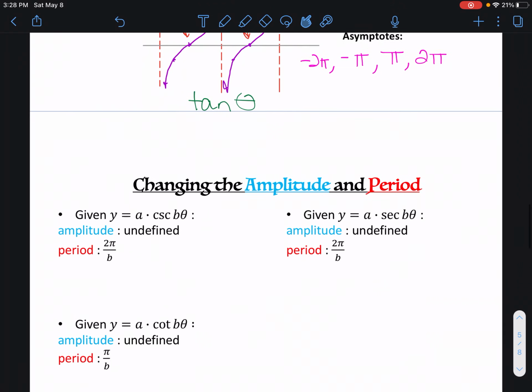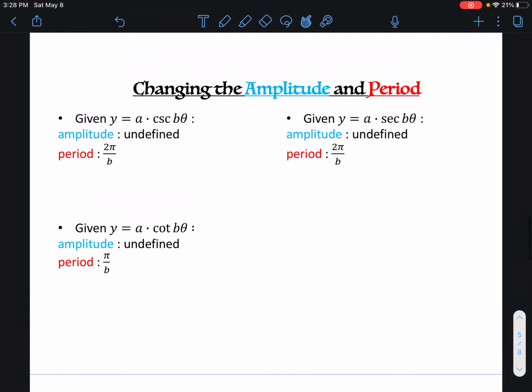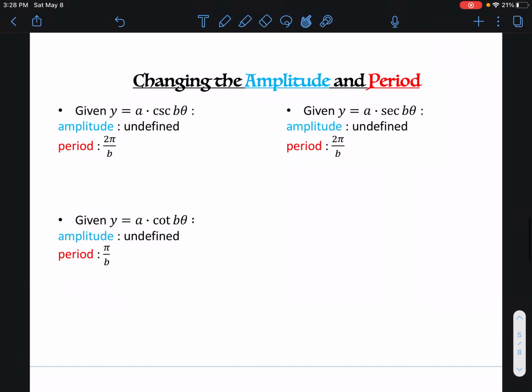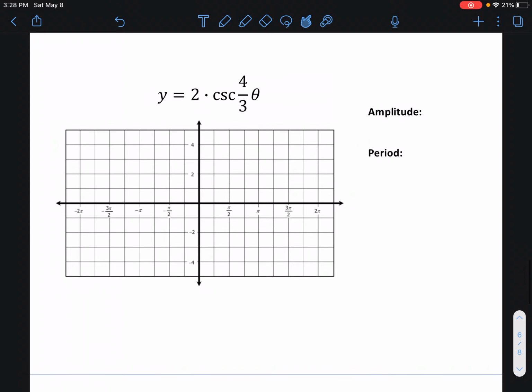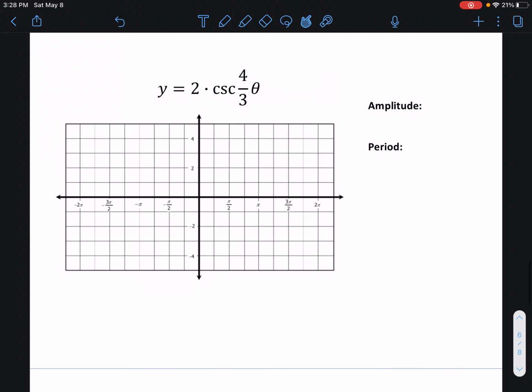All right, so now what do these look like when we graph them? Well, first let's talk about amplitude and period. How do we change them? The amplitude for all of these, no matter what it is, is going to be undefined. But remember that a value will still impact where the graph goes. For both cosecant and secant, since they're reciprocals of sine and cosine respectively, the period is 2 pi divided by b still. And for cotangent, it's pi divided by b, because tangent is pi, so is cotangent. Divided by b then, and you've got it. So we're going to try one of each, and hopefully this will make sense.